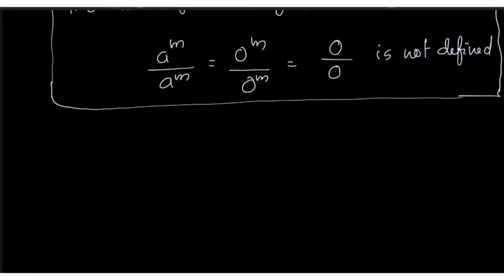Next is how we get a negative power. Again, we already proved the same, but here also, for a negative power, a raised to n into a raised to minus n is equal to a raised to n minus n, which is equal to a raised to 0, and again 0 is equal to 1.